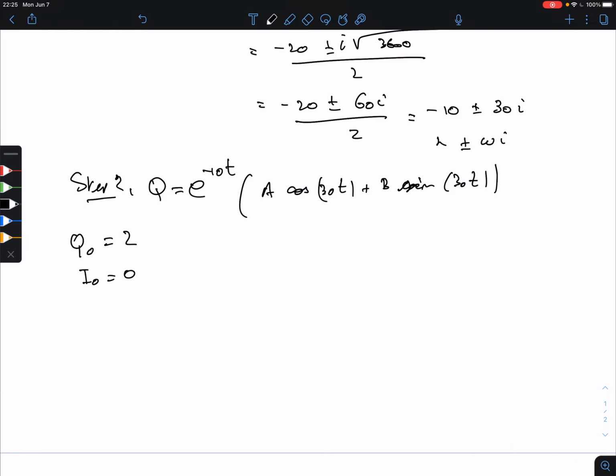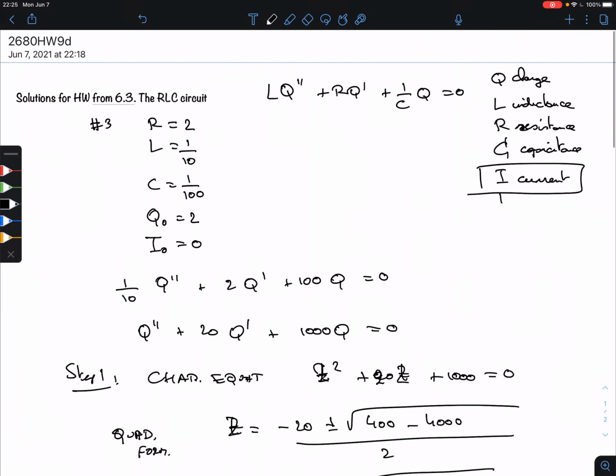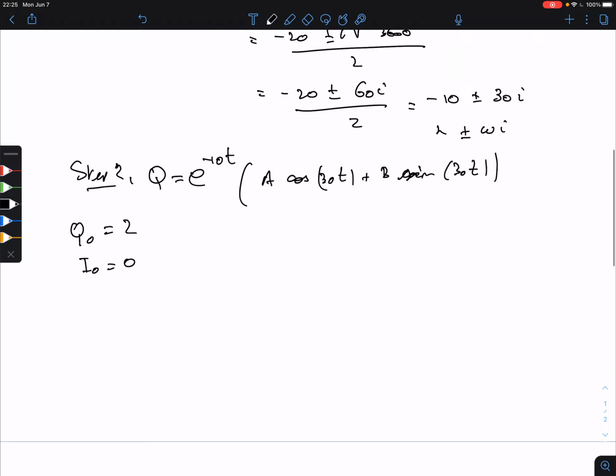Now remember, of course, the big thing is that I is kind of the velocity of charge, right? Is the current. So the first question is, we have to take the derivative of Q to get I. But we also have an initial condition involving Q. So we should use that here too. So this means that this is at t equals 0. That's why Q0 and I0 are written that way.